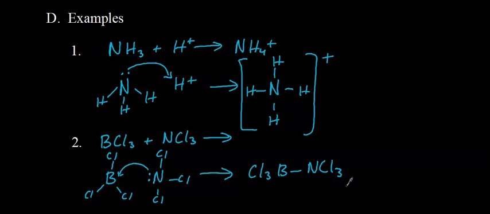I've seen it written that way before. Same thing up in the balanced equation, BCl3 plus NCl3, we can write that same thing there. So somehow show that there's a bond that forms between nitrogen and boron. Let's take a look at one more.